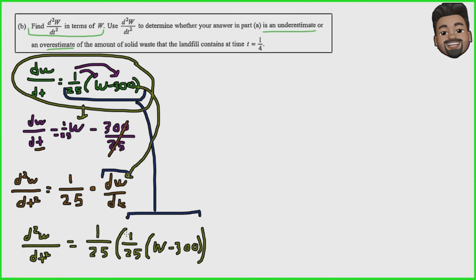I have already taken my second derivative. There's nothing for me to do. Now it says use your second derivative to determine whether your answer in part A is an underestimate or an overestimate of the solid waste at t equals 1/4. Well, there is no t value to plug in, but we do need to plug in a W. So I want you to take a moment to think about what I need to plug in to W.